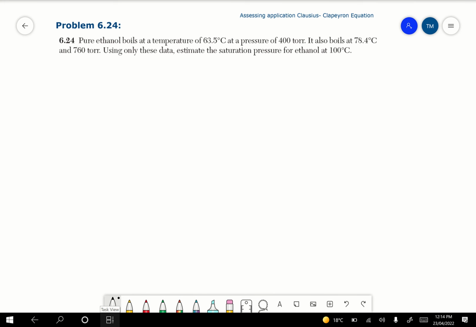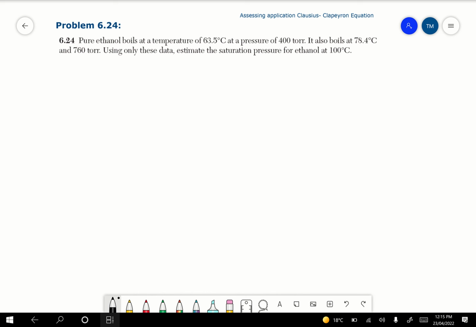Okay, so now this problem is again assessing application of the Clausius-Clapeyron equation. This is problem number 6.4 in your book. The question is: pure ethanol boils at a temperature of 63.5 degrees Celsius at a pressure of 400 torr. It also boils at 78.4 degrees Celsius and 760 torr.